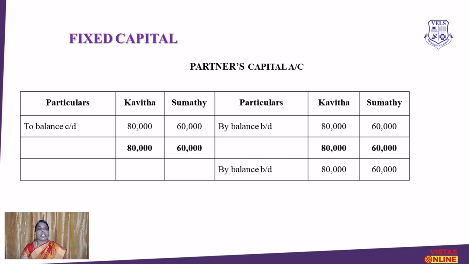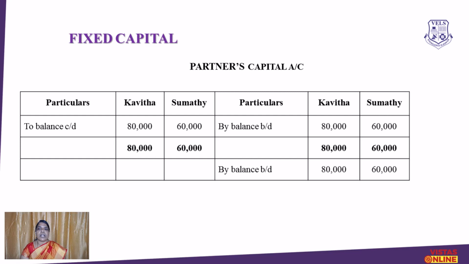On the debit side there is no other amount. So directly we can go for the equalization and find out the balance. For Kavita we put the total 80,000. For Sumati, on the debit side there are no other values, so we get the total 80,000 alone. So we can write it to balance CD for Kavita 80,000.